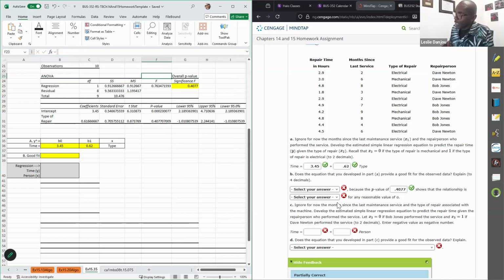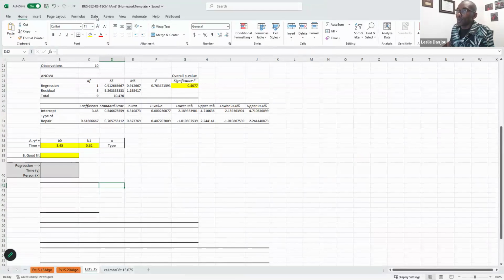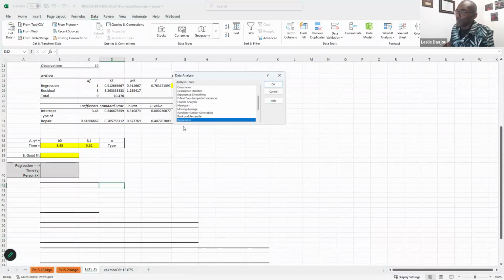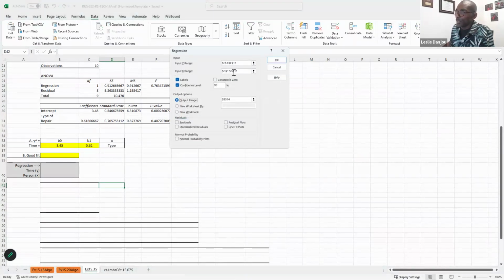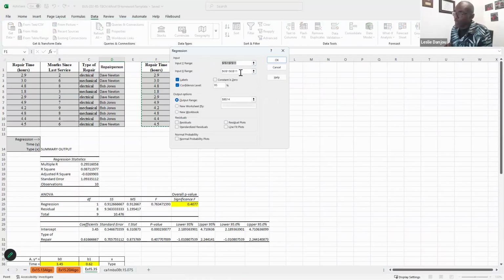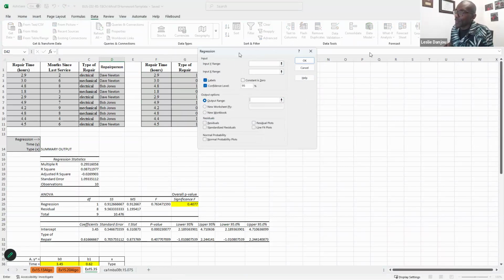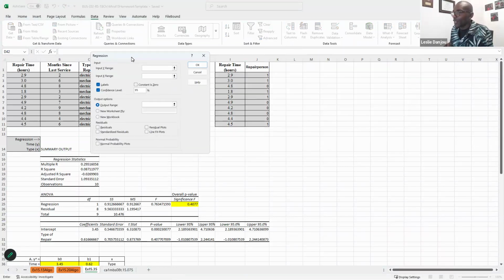Now that we have that, let's go to this final one right here. Let me maximize this. We're going to go data analysis, regression, press OK. I'm going to clear all of this stuff out so there's no confusion, and I'm going to block this one out and just use repair person.